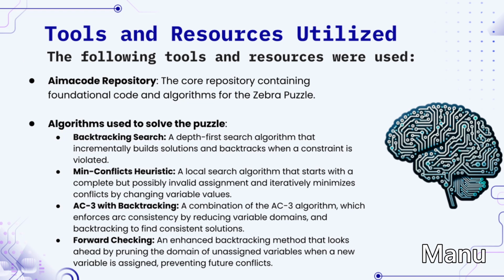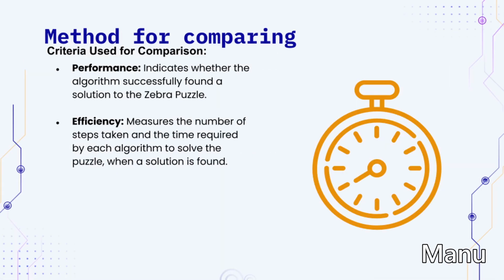Method for comparing the performance: we indicated whether the algorithm successfully found the solution to the zebra puzzle. Efficiency measures the number of steps taken and the time required by each algorithm to solve the puzzle when a solution is found.